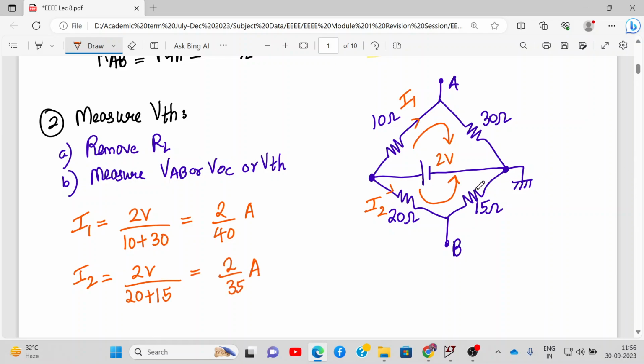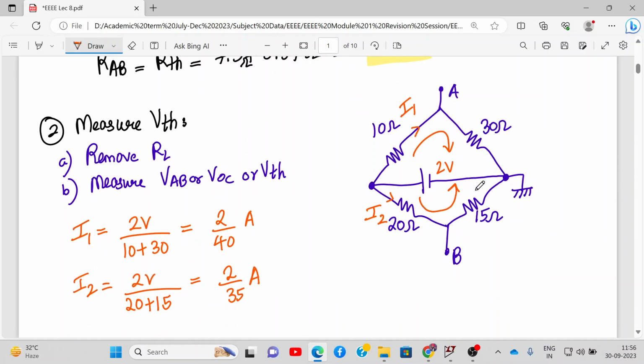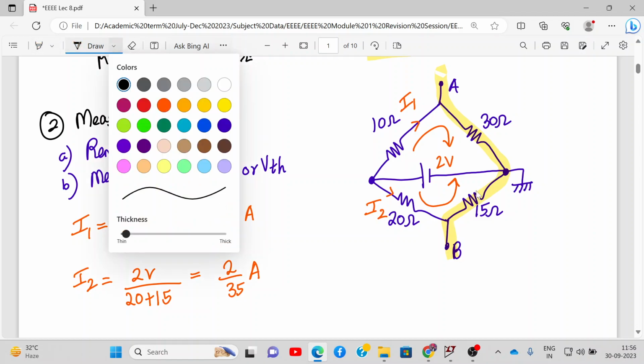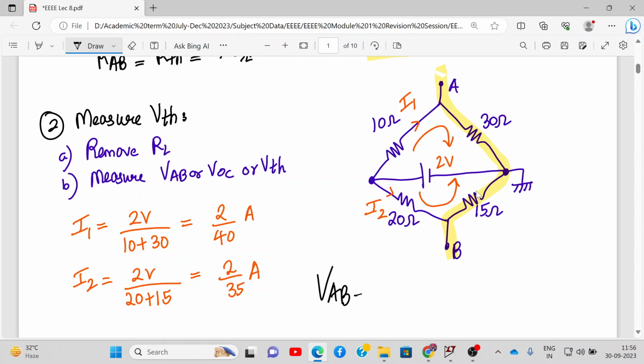Now that we have the values of I1 and I2, we need to calculate VAB. For VAB, we start with B and then go to A like this. So the direction of flow is from bottom to top. So when you go from bottom to top, what is VAB? VAB will be equal to, when you are going in this flow and the current direction are the same, we will get minus 15 I2. Over here the current direction is opposite to the flow, so you'll have plus 30 I1.